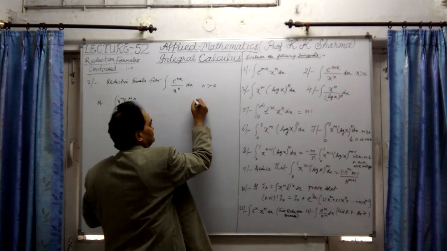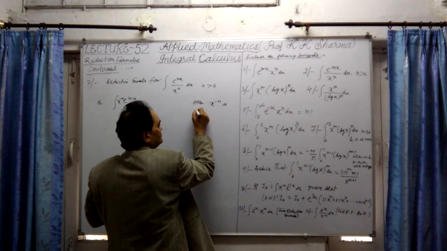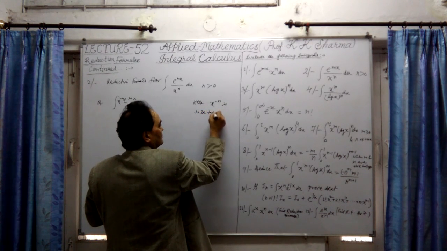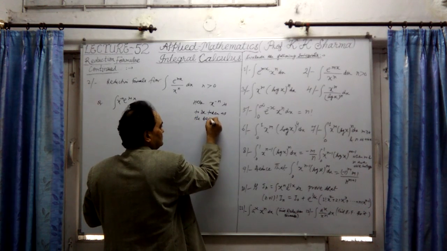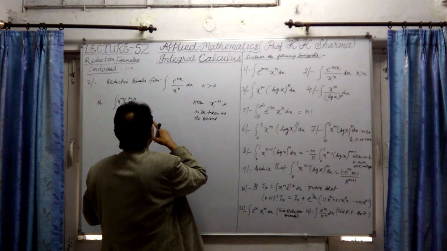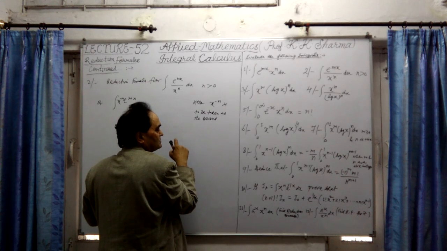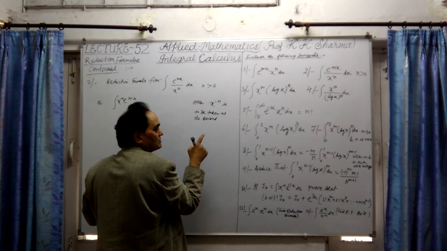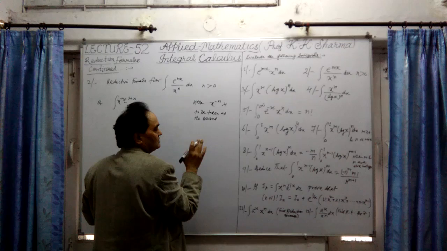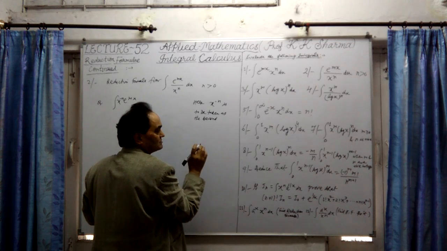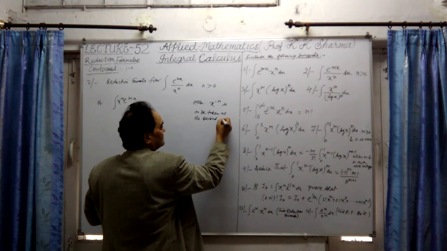Here, x to the power minus n is to be taken as the second function, not e to the power mx. The reason is that the power is to be decreased, but if I take x to the power minus n as the first function, it will give minus n and the power minus n minus 1. When we take it in the denominator, it will actually be n plus 1, so the power will be increased, not decreased. That cannot be a reduction formula. Because of that, x to the power minus n is to be taken as the second function.